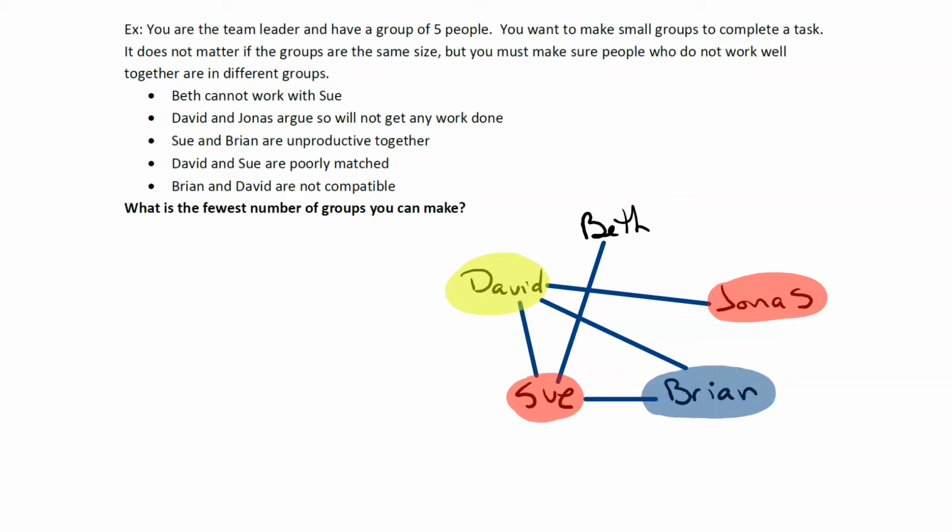Finally, we're left with Beth. We have a choice with Beth as to what color we make her. She can't be red because she's adjacent to Sue, but she's not adjacent to Brian or David, so either color would be acceptable. This tells us that our chromatic number for this graph is 3.